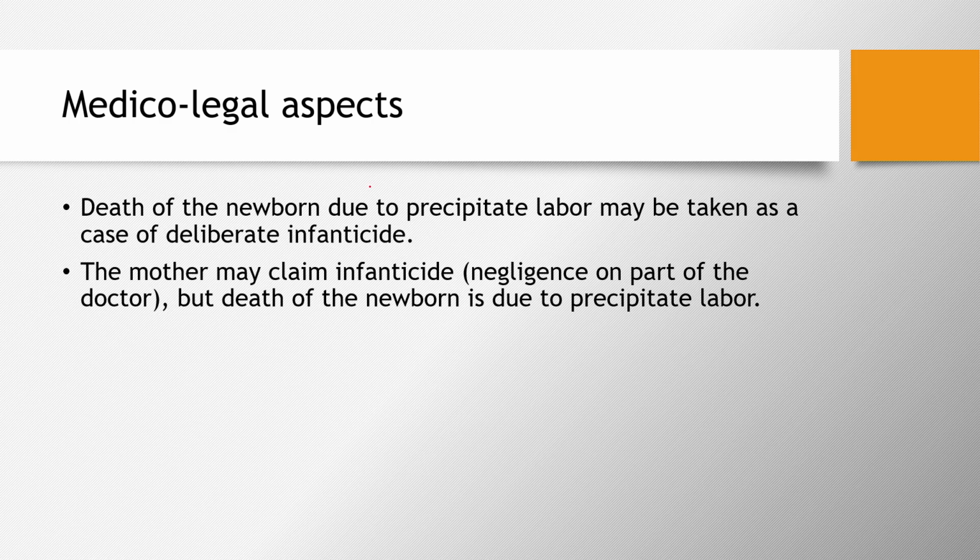Precipitate labor has a medico-legal aspect, where death of the newborn due to precipitate labor may be taken as a case of deliberate infanticide. In a case of precipitate labor, the mother herself may be considered the culprit. Even though it is a natural cause, the family members of the woman or the husband may think that she has killed the child. The mother may sometimes claim infanticide in case of negligence on the part of the doctor, when the death of the newborn is actually because of precipitate labor.